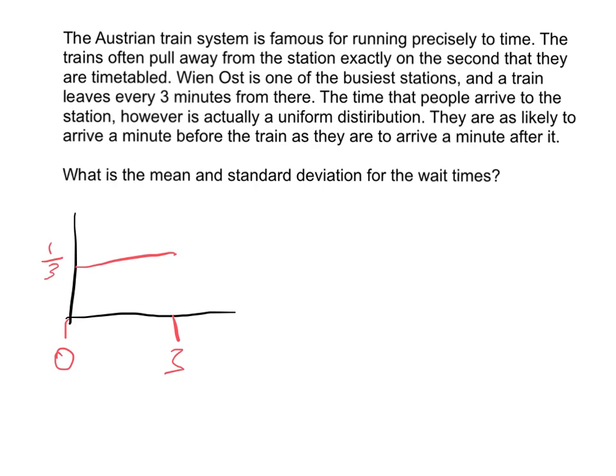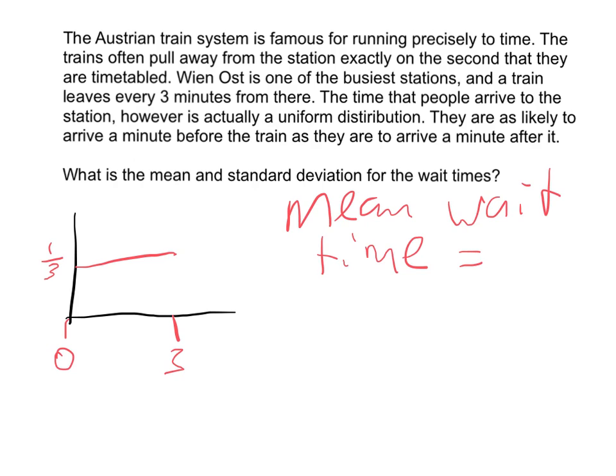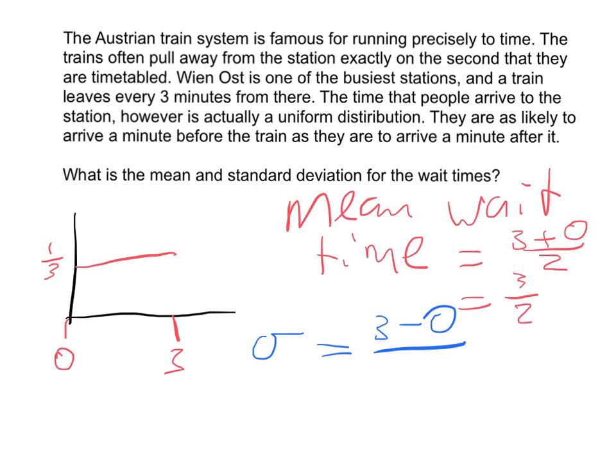So the mean wait time, forgive my bad handwriting on the tablet, it's not very easy, equals 3 plus 0 over 2, which equals 3 over 2. The standard deviation is also going to be using the same formula. This time we'll just have the standard deviation is going to be 3 minus 0 over the square root of 12.